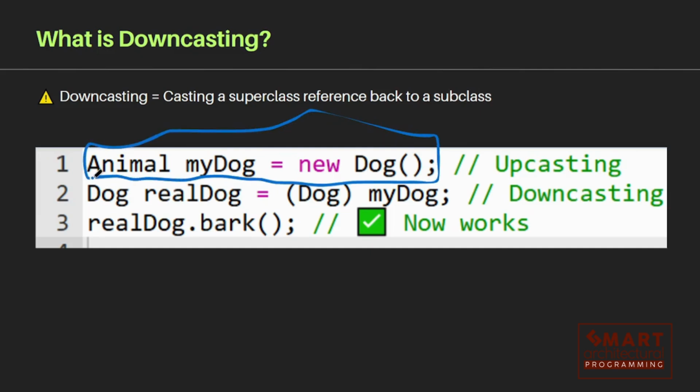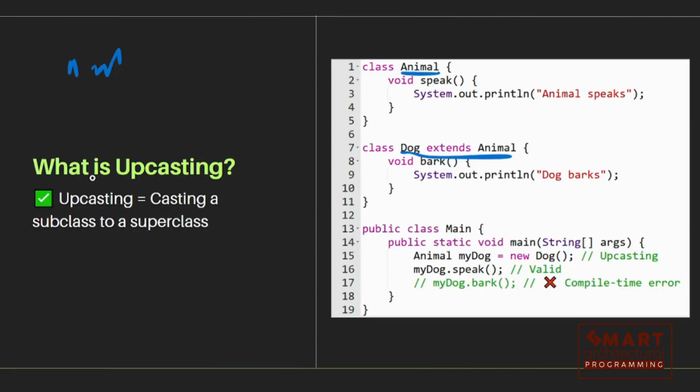So in this code, we're upcasting. This is safe and automatic in Java because a Dog is an Animal. We know exactly what we're doing here: we're casting a subclass into a superclass. But there's a catch. You can only access methods available in the superclass. The bark method in Dog is not accessible until you cast it back. And that's where downcasting comes in.